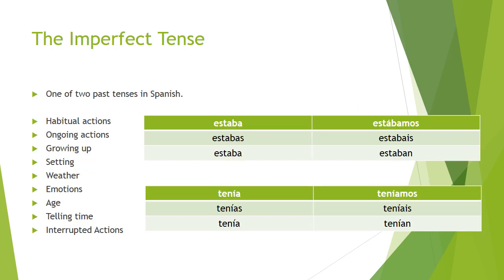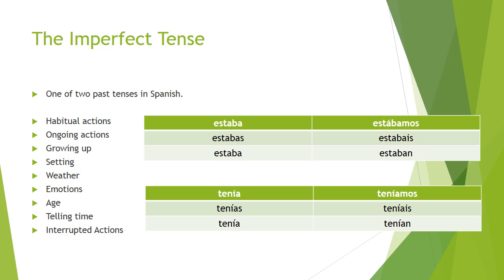The imperfect tense is one of two past tenses in Spanish. The imperfect tense is used for things that go on for a long period of time or continue going on right now. A helpful way to remember the imperfect tense is HOG SWEAT. Habitual actions, ongoing actions, growing up, setting the scene, weather, emotions, age, and telling time. The imperfect tense is also used for interrupted actions. In other words, actions that were going on in the background when something else happened.